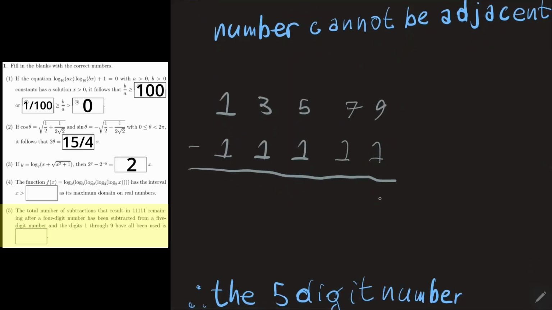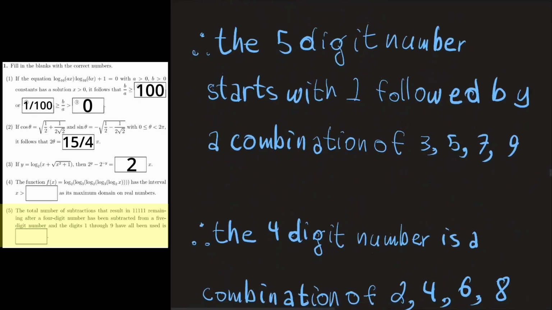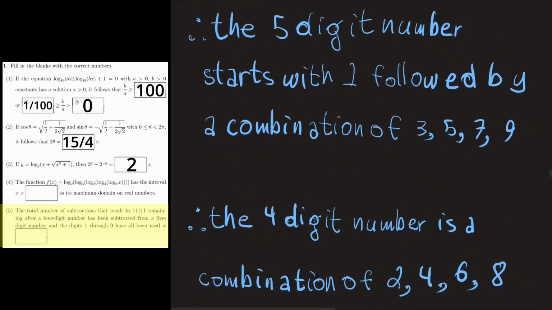And if we complete this subtraction here, that means that our 4-digit number must be some combination of 2, 4, 6, and 8. And so we now have these rules, right? We already found the rule earlier that the 5-digit number has to start with 1. And now we found these rules that our 5-digit number has to then have a combination of 3, 5, 7, 9, and the 4-digit number has to have a combination of 2, 4, 6, and 8.